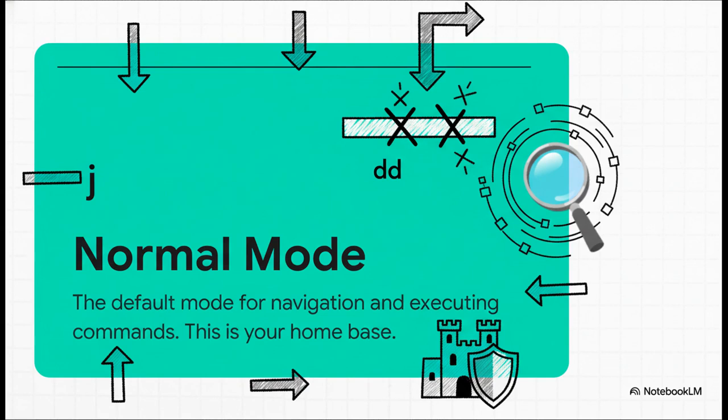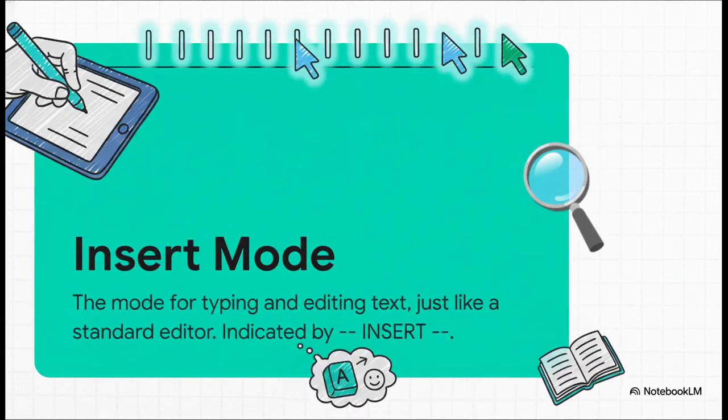Pressing J moves the cursor down a line. Tapping D twice deletes an entire line. Think of this as your base of operations, where you control the whole file. Now, to actually type text, you have to enter insert mode. You'll know you're there because you'll see -- INSERT -- pop up at the bottom of the screen. In this mode, your keyboard works exactly like you'd expect. This is where all the writing and editing happens.